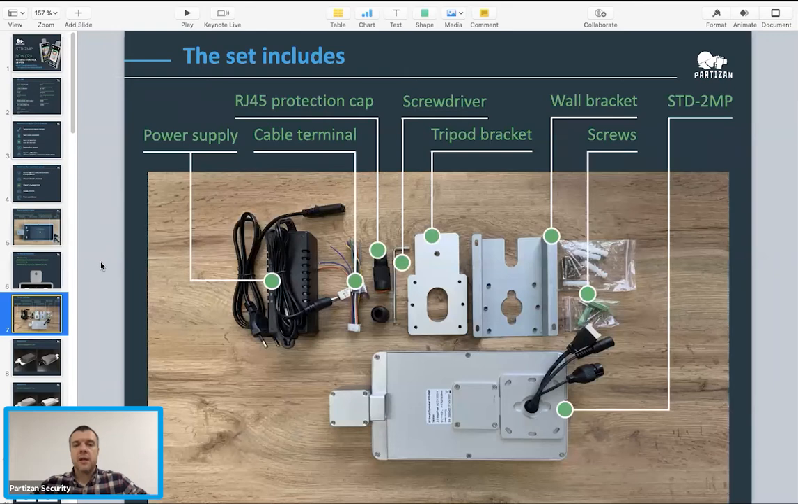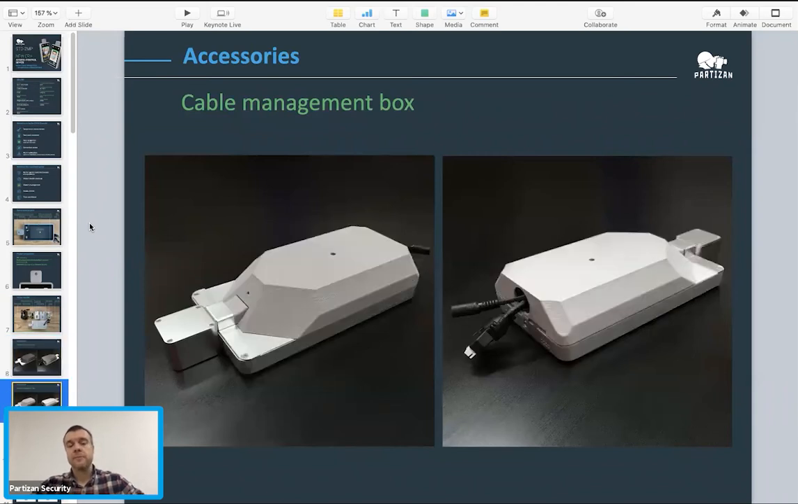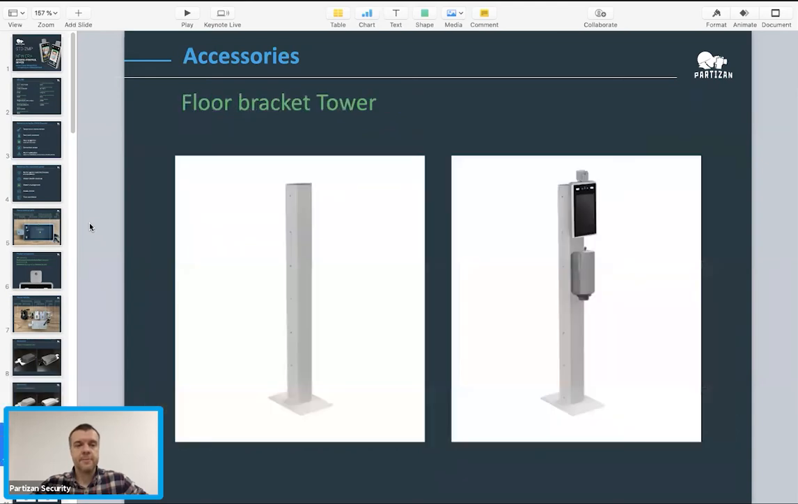When you're buying this device, you will have rich accessories inside the kit for sure. You will have the power supply, some cable terminals, and some basic brackets. Along with that, you can also order from us some special cable management boxes, which will make your life easier if you want to connect it to the wall or to a tripod, for example. Those cable boxes are quite good, nice looking, and will add a lot to the look of this device for sure.